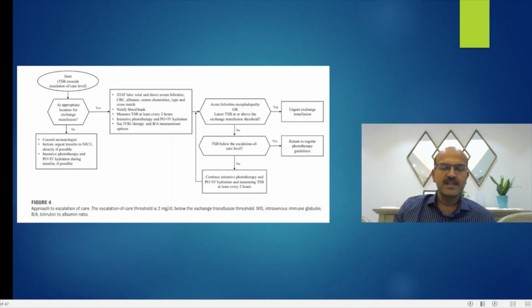In terms of hemolysis, you also have end-tidal carbon monoxide measurements. Most units do not have that, and that's an indirect marker for hemolysis.